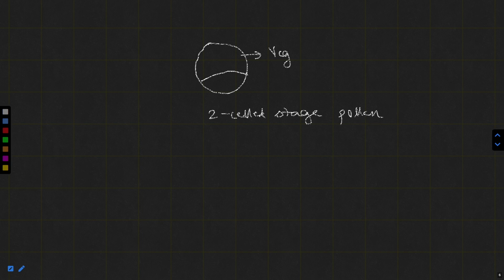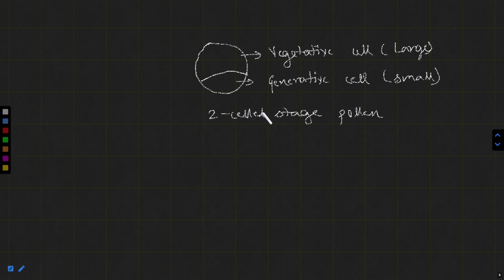Now this is the vegetative cell and this is the generative cell. Clear? Vegetative cell is large and generative cell is small. So two cell stage. The generative cell further divides to give rise to two male gametes. Divides to form two male gametes. So this is known as three cell stage. This is two cell stage.